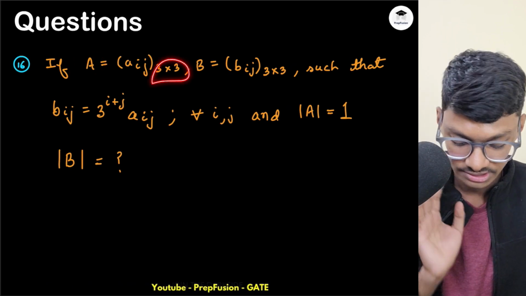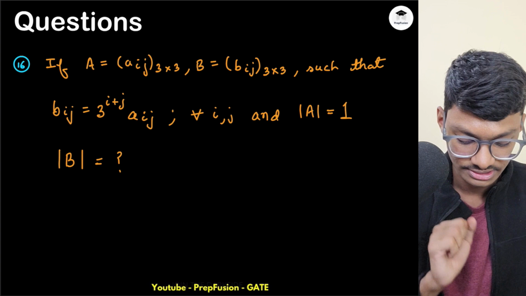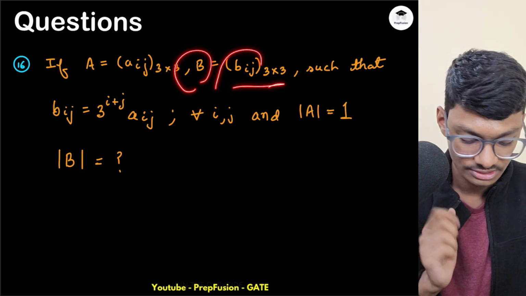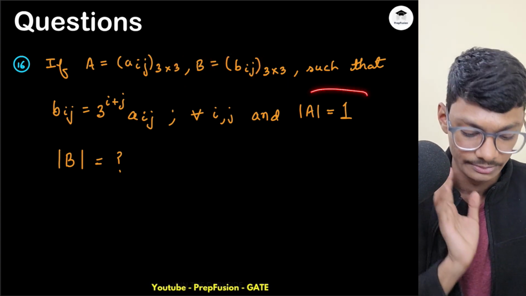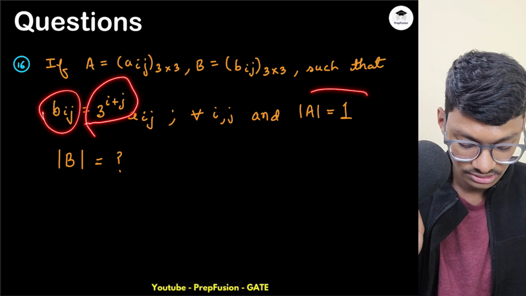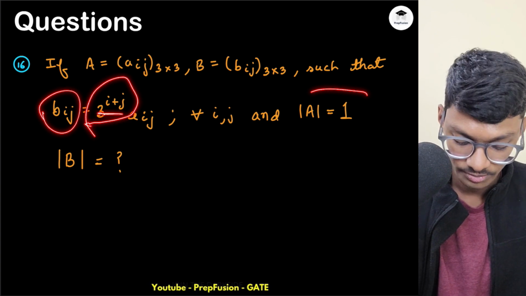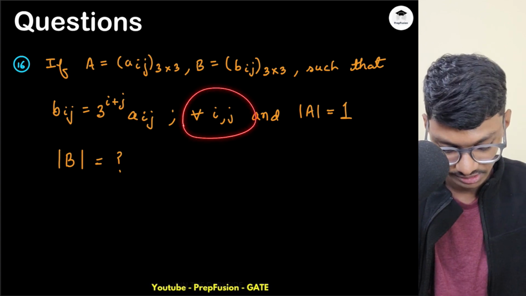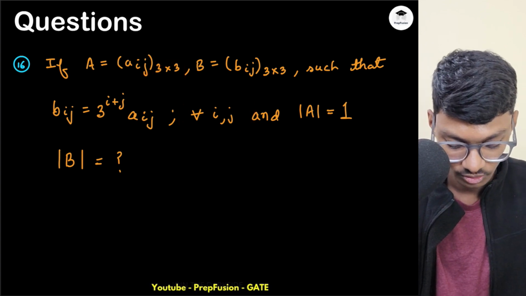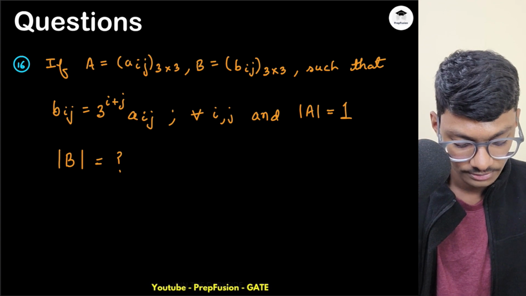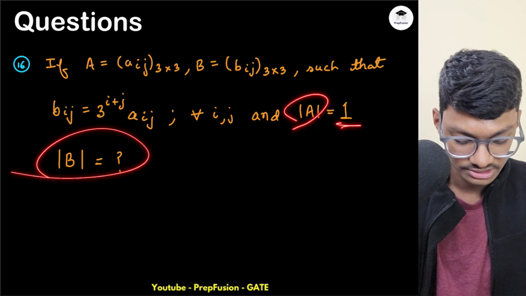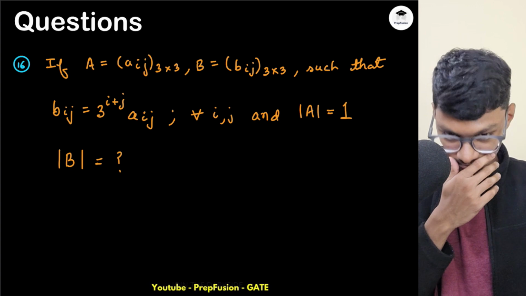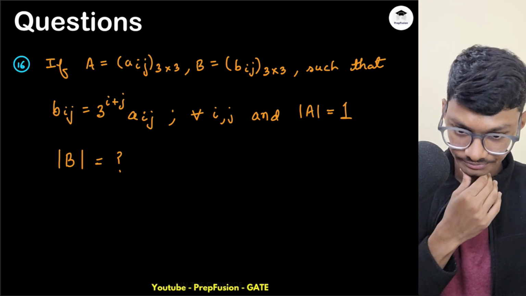If A is a 3 cross 3 matrix and Aij are its elements, and B is a 3 cross 3 matrix and Bij are its elements, such that Bij is 3 to the power i plus j times Aij, where i and j are basically row and column. So this is understandable, for all i and j are row and columns. And determinant of A is given 1. So what will be the determinant of B? So how do we solve it?